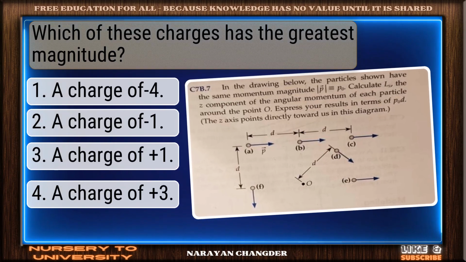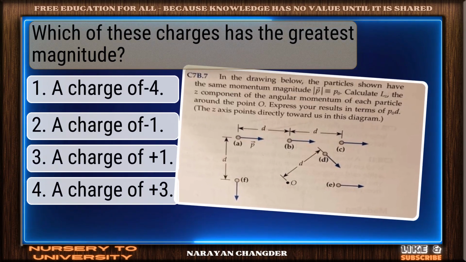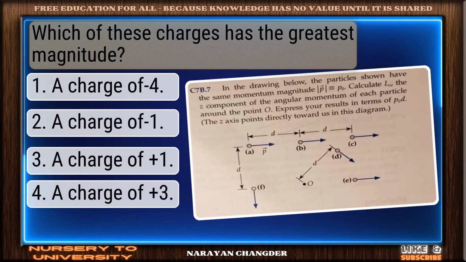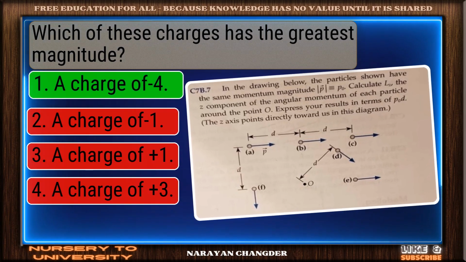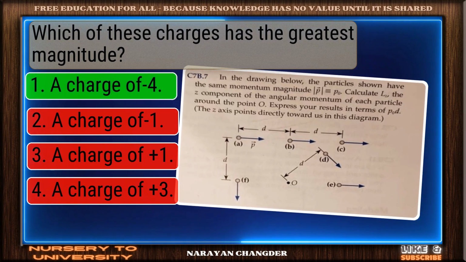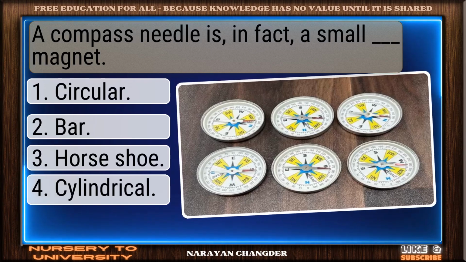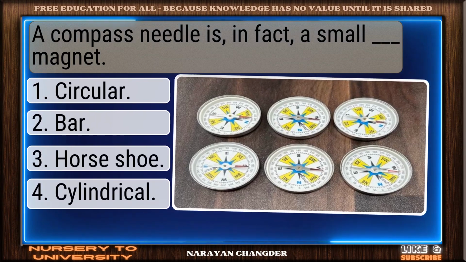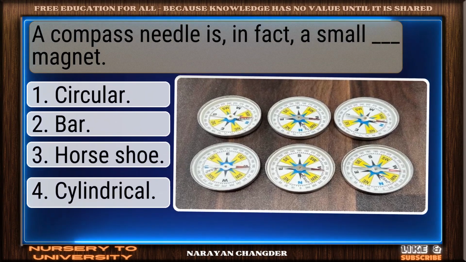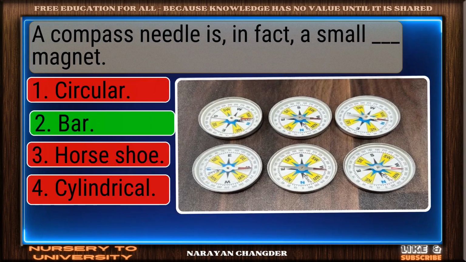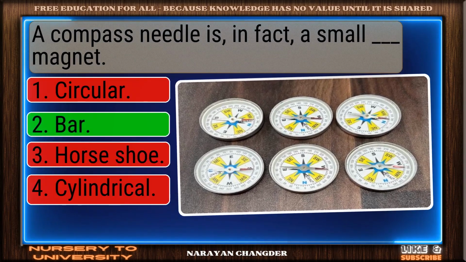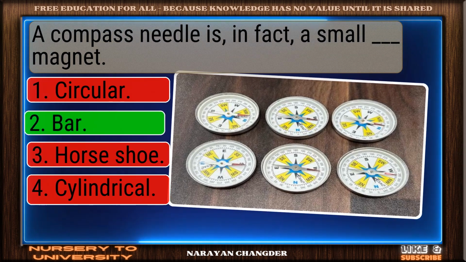Question number 37. Which of these charges has the greatest magnitude? Correct. A charge of 4 is the right answer. Question number 38. A compass needle is, in fact, a small dash magnet. Correct response. Bar is the most accurate answer.